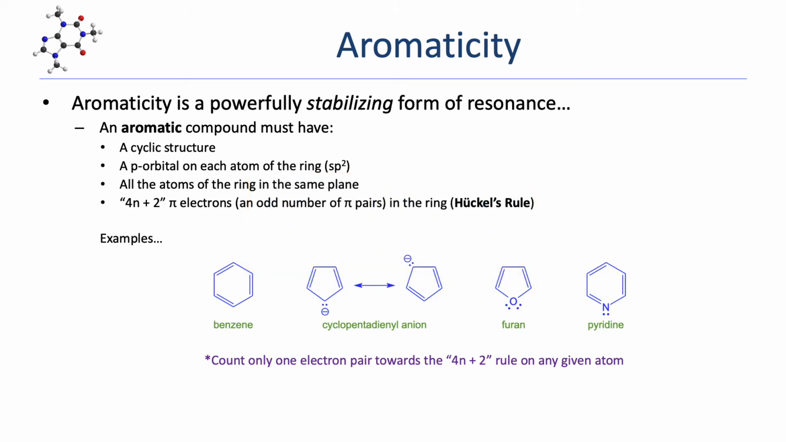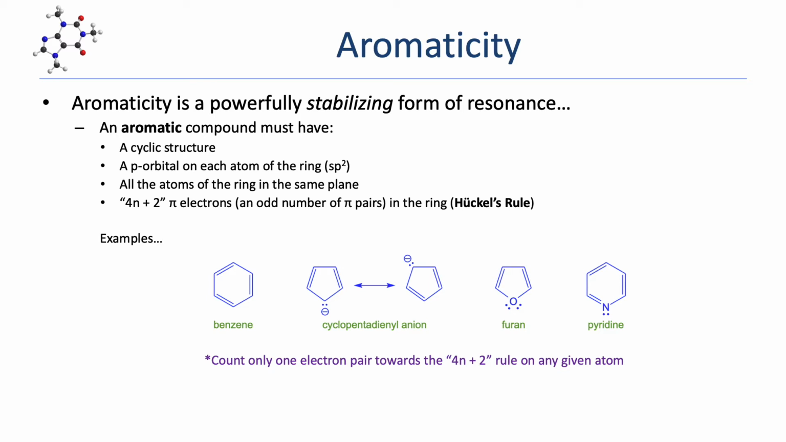So the 2 pi bonds plus one of those lone pairs gives us 6 pi electrons. And we can get 6 from Huckel's rule by plugging in 1. 4n plus 2 would be 6. As a general rule, you should only count 1 electron pair towards Huckel's rule on any given atom. You need to assert that those electrons can in fact participate in a pi bond.